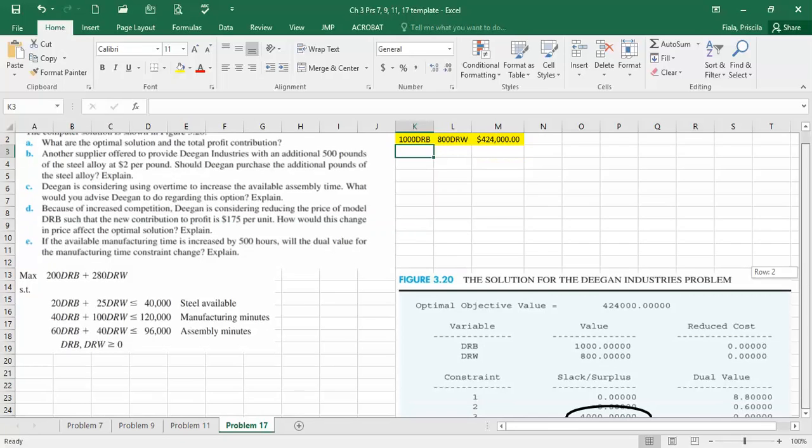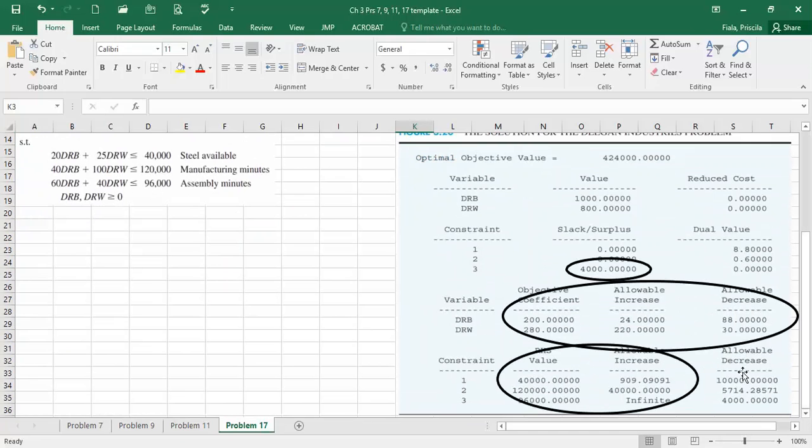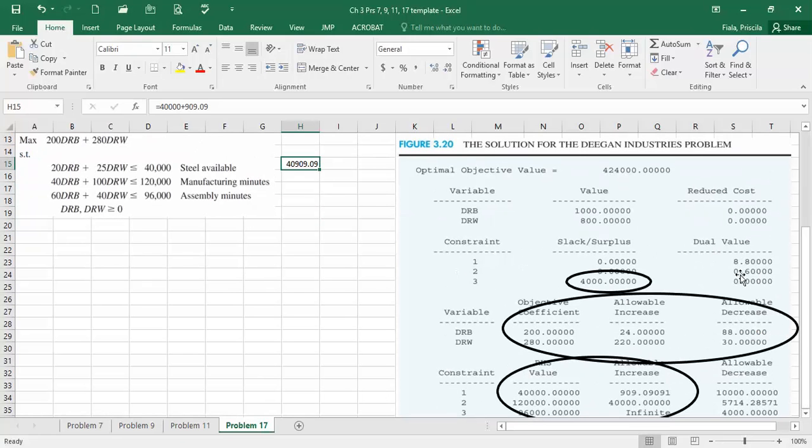If we go and look at your sensitivity analysis report and you look at all the allowable increases and decreases, you're going to notice that right here it says that they have 40,000 pounds of steel available, but they can actually increase that up to 909. So you could go up to 40,909.09.